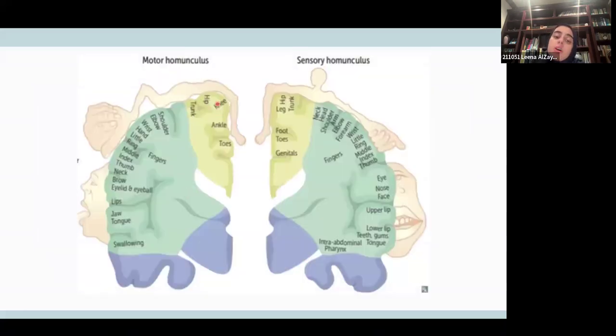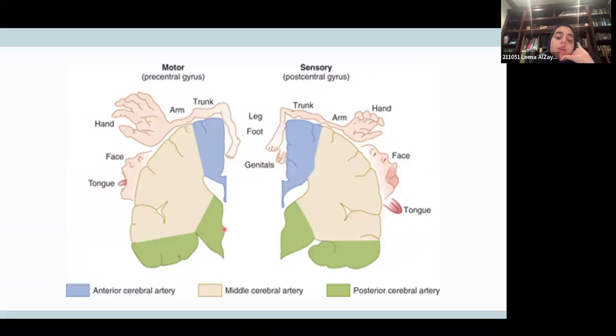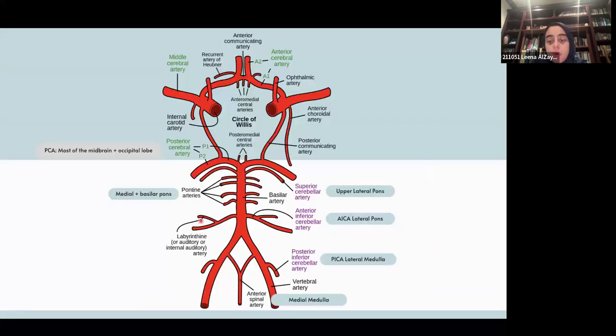As we said, the homunculus in both sensory and motor of the lower limb are supplied by the anterior cerebral artery, and the upper limb is supplied by the middle cerebral artery, which is in the green color. And this is again another picture. The light whitish color is middle cerebral artery. The blue is anterior cerebral artery, and anything below is posterior cerebral artery. And this is a reminder of the circle of Willis I talked about.